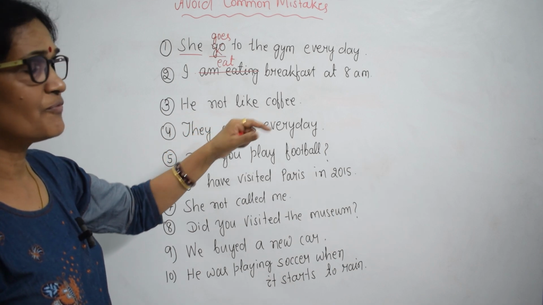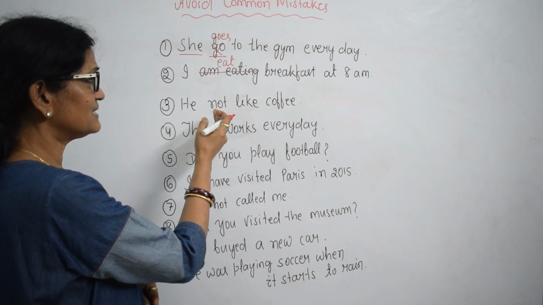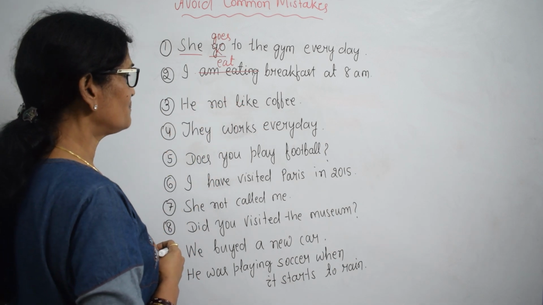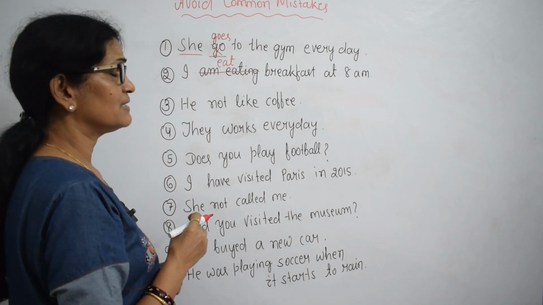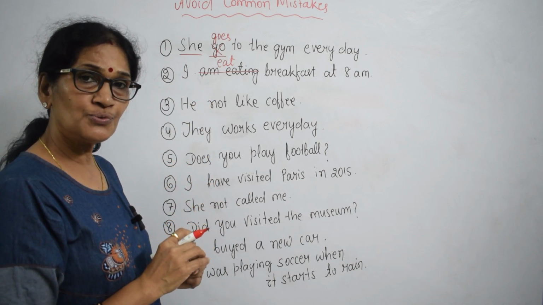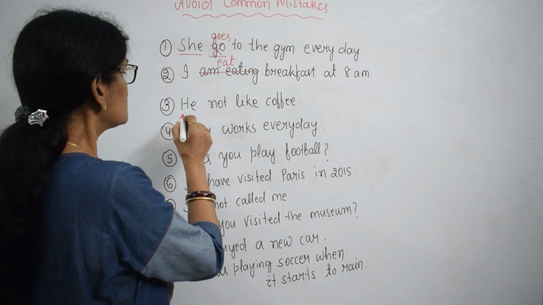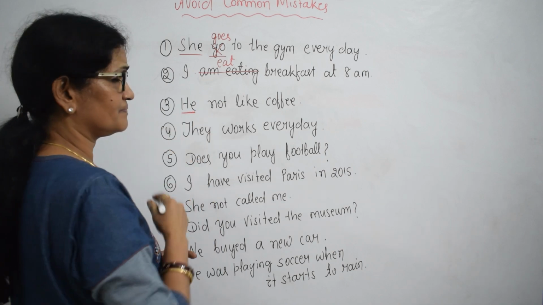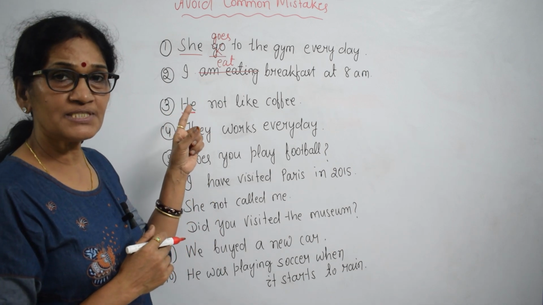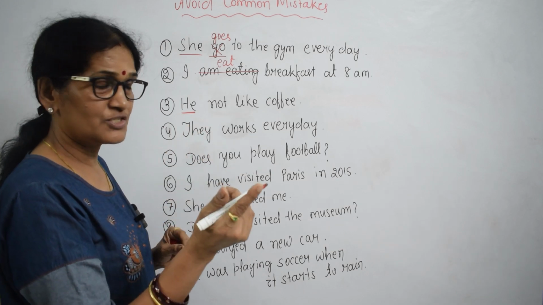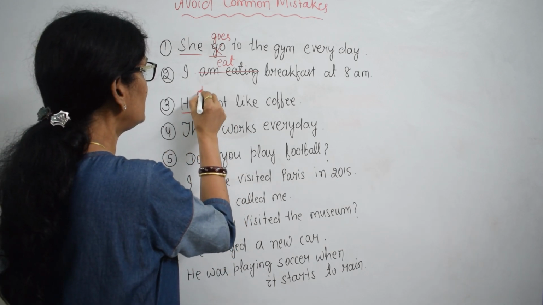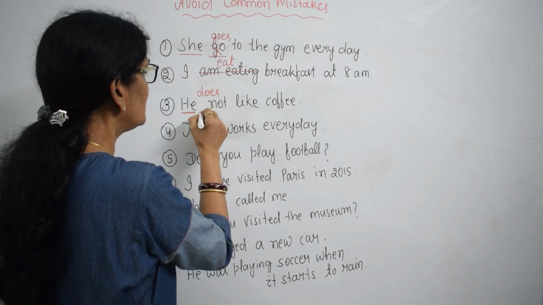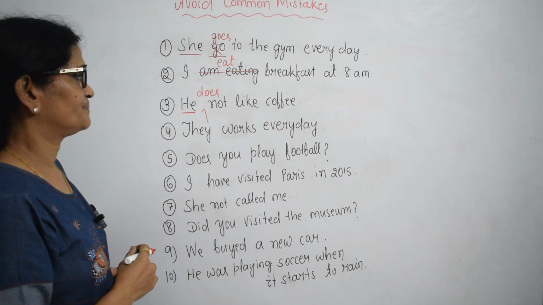He not like coffee. The sentence is a negative one. Okay. In a negative sentence, in simple present, we use do or does with not. So he is the subject here. Okay. As it is a third person singular subject, it takes does. So he does not like coffee.